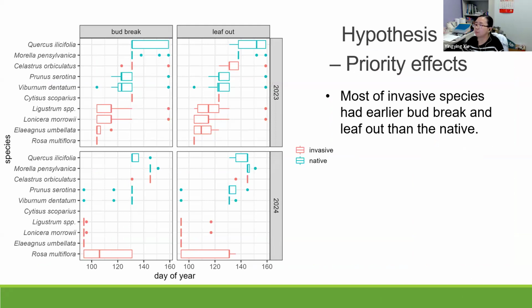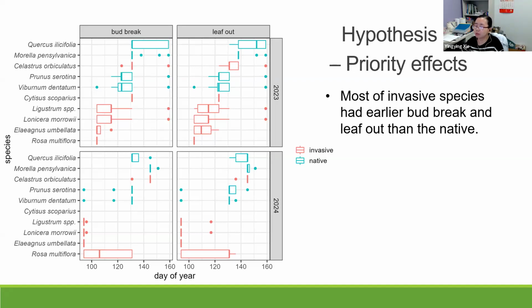We started setting up the plots, the sites, in fall 2022, so we have the 2 full years of 2023 and 2024. Here I'm showing the 2 phenophases in spring. The left 2 panels are the bud break dates for 10 species in 2 years, and the right 2 panels represent the leaf out dates. Actually, those are first leaf out dates for that particular species across all the sites we have.